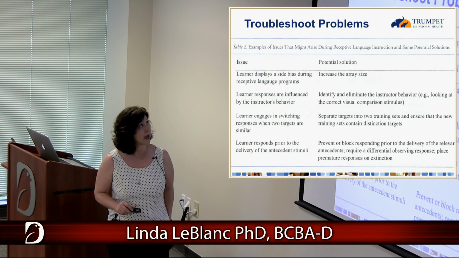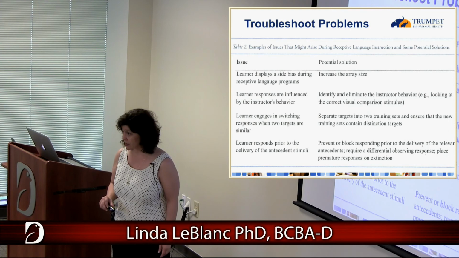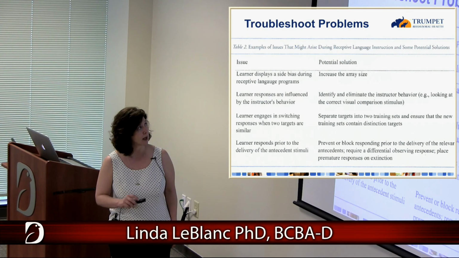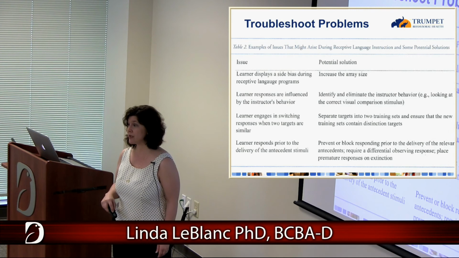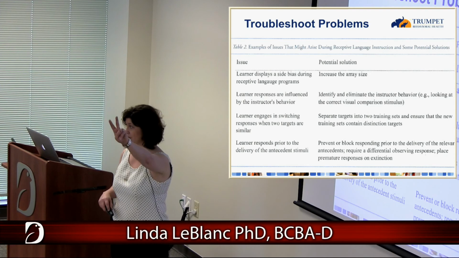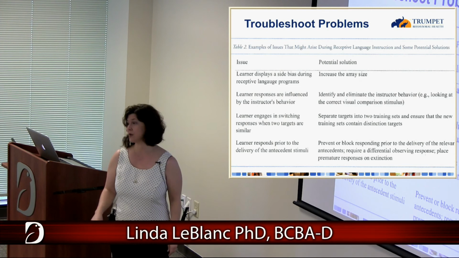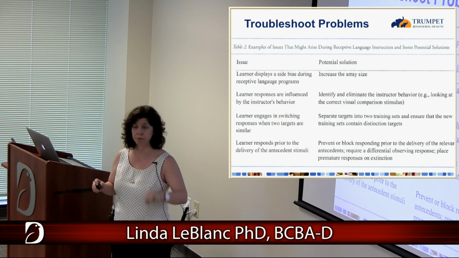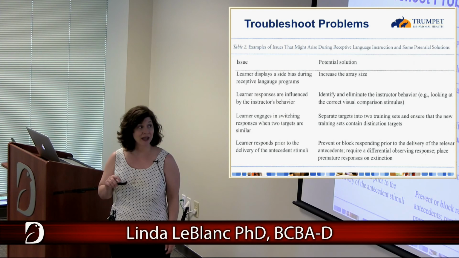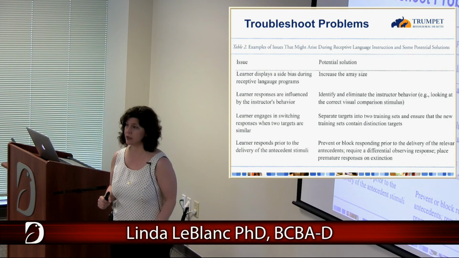Okay, so here is a table. It's in this paper. It walks you through some of the most common problems and the troubleshooting analysis. Oops, sorry. So let's say the learner is displaying a side bias during the receptive programs. There's a good chance somebody has been doing two stimuli in the array. And so there was a 50-50 shot, right? Increase the array size. If you get a side bias with three, increase it to four. Remember, three is the minimum. The learner's responses are influenced by the instructor behaviors. Eliminate the instructor behavior, you know, where you're putting your arm, what you're looking at.